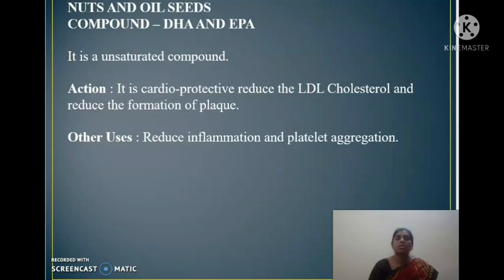Next compound is nuts and oil seeds. DHA and EPA, that is, docosahexaenoic acid and eicosapentaenoic acid. These are the two components which are present in nuts and oils. These are unsaturated components. A saturated-fat-rich diet is bad for our health. Here DHA and EPA are the unsaturated components which are present in nuts and oil seeds. They help to reduce LDL cholesterol and reduce the formation of plaque, thereby acting as a cardioprotective agent. Apart from that, they reduce inflammation and platelet aggregation.